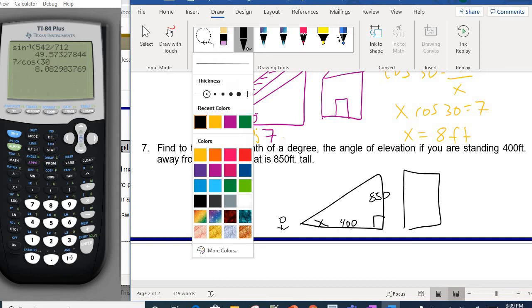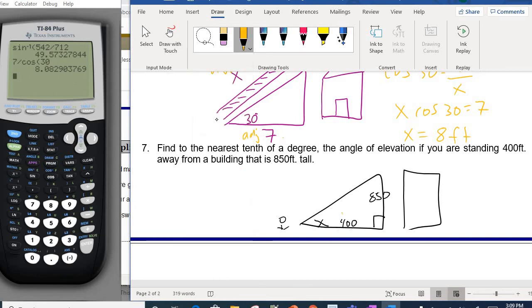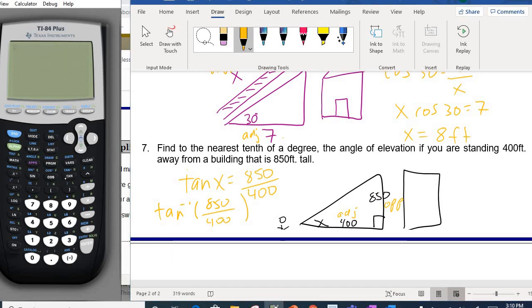So the way I would interpret that is that the 400 would be adjacent and the 850 would be opposite. There's no hypotenuse in this case. So that should be the tangent. The tangent of the angle is equal to the opposite over the adjacent. All right, so we got an inverse here. So I'm going to do the tan inverse of 850 over 400. So I'm going to press second tan of 850 divided by 400. And that would tell us what the angle is. The angle would be about, and it says nearest tenth, so let me write that, 64.8 degrees.